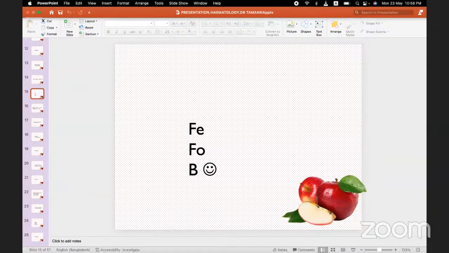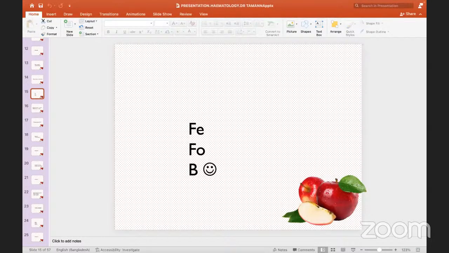Complete, please. FE4B means? Iron absorbed in duodenum. Very good. In jejunum. And very good. Vitamin bile acid, ileum. Very good. This is the mnemonic when we did our theory class.